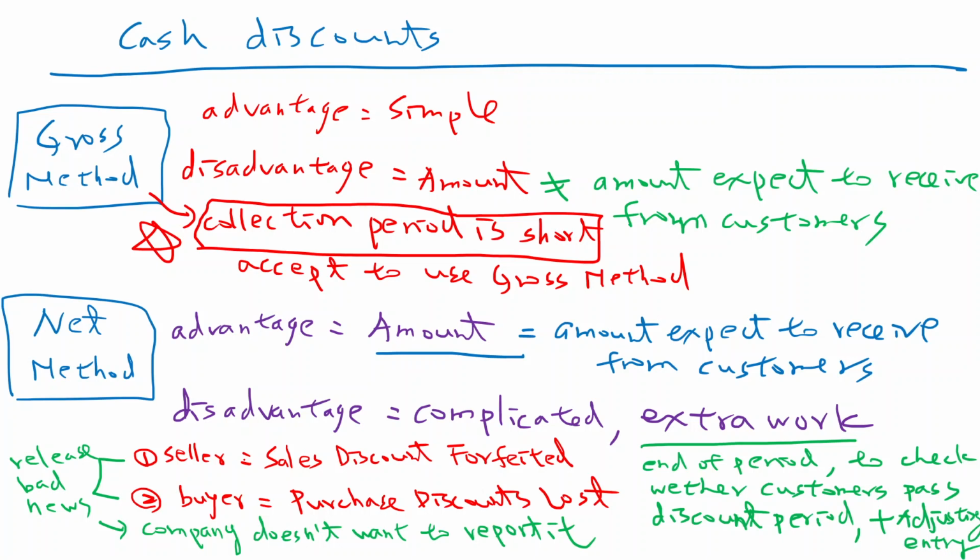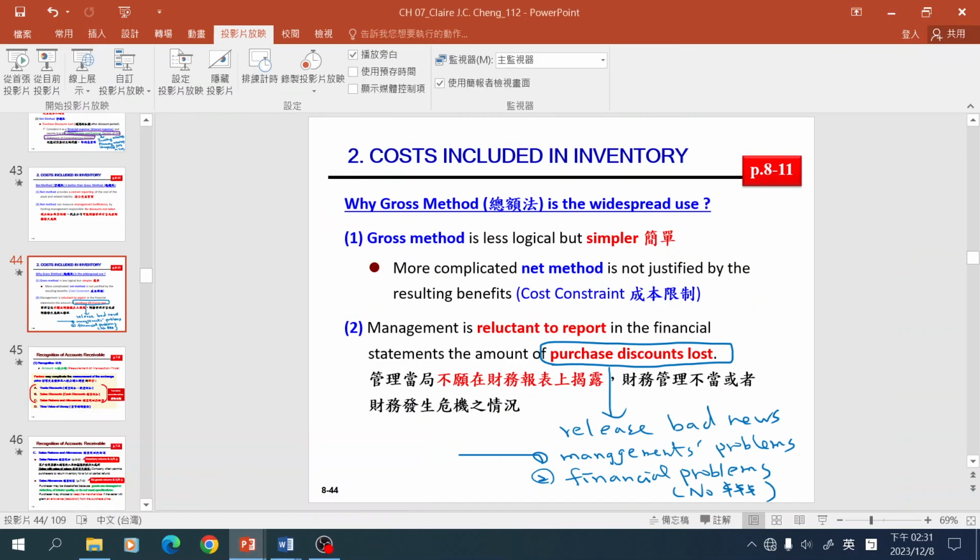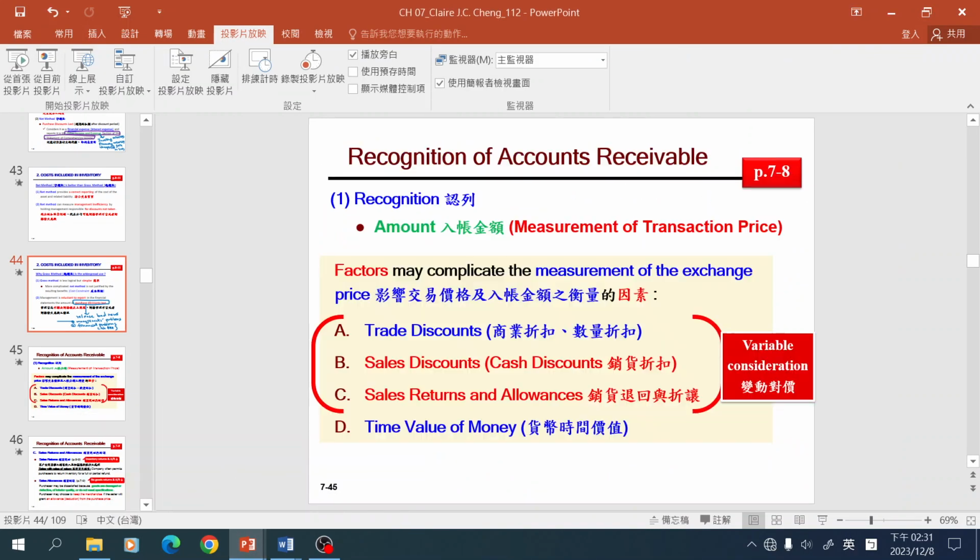Why do we talk about that? Because right now we talk about the second variable consideration. 第二个变动对价. When we talk about that, you could just use the second method, net method, because net method is what we want. So we talk about the second case, second variable consideration. But right now, you should understand we could only use net methods.